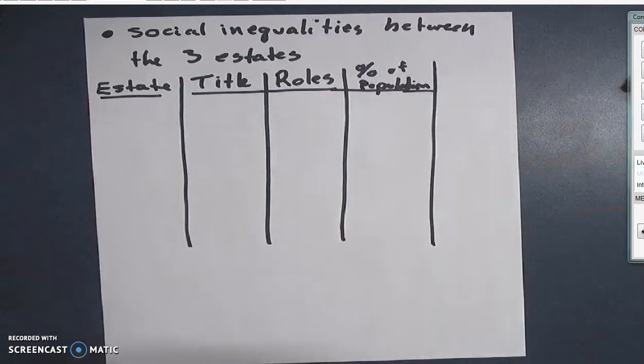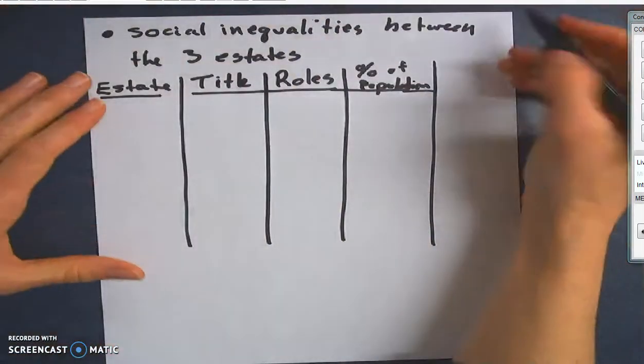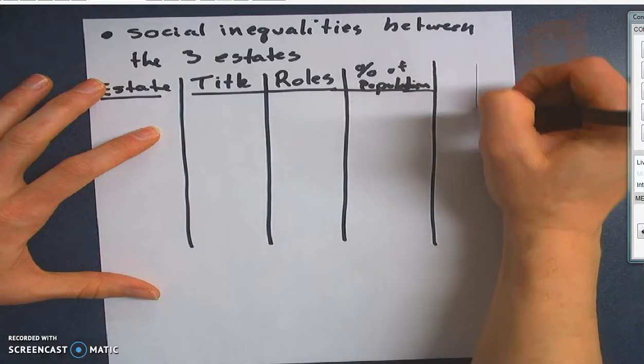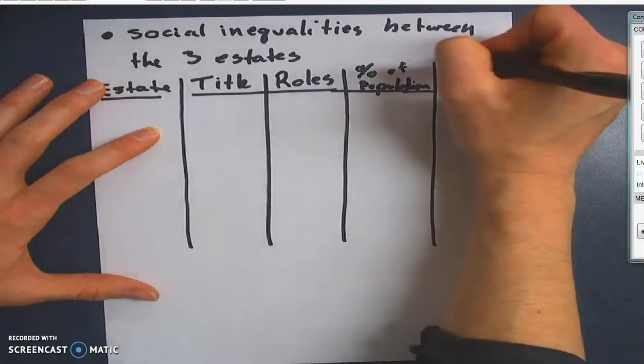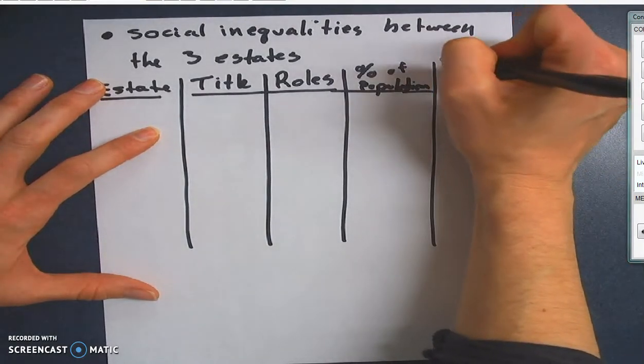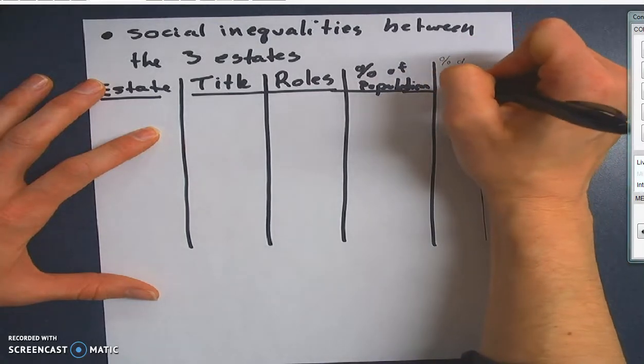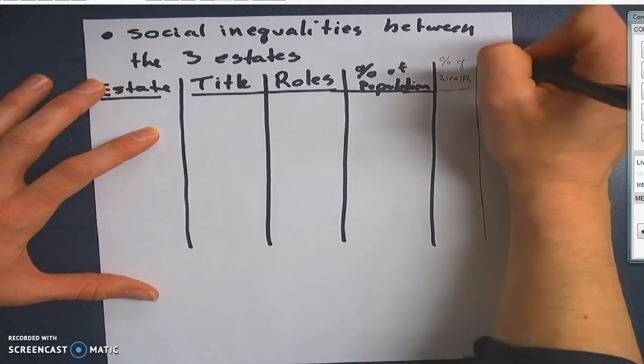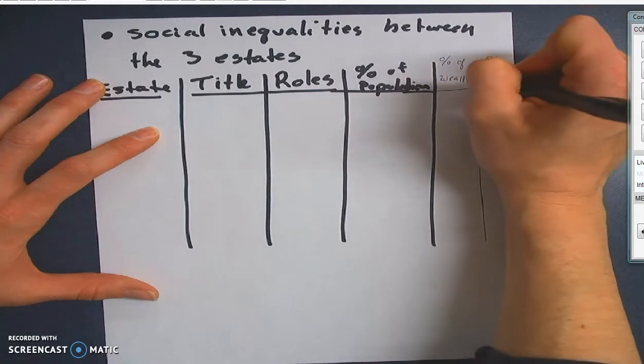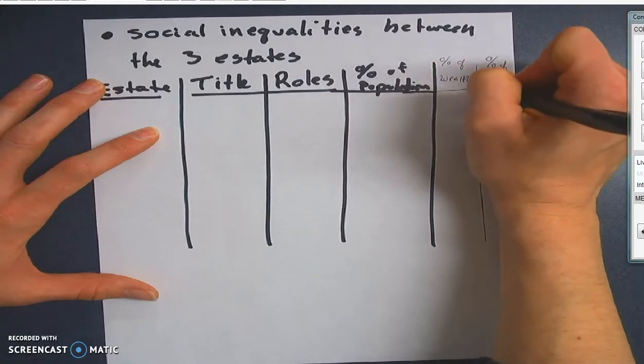Now these last two, I'm going to switch to this. These last two, we need two more little columns right here. This is percentage of wealth. And this is percentage of taxes.